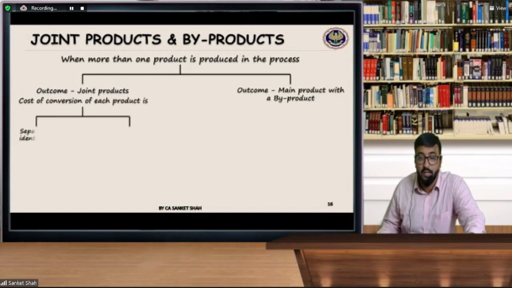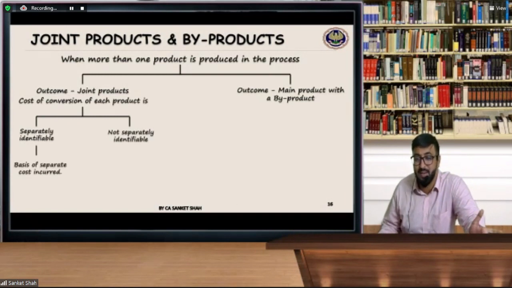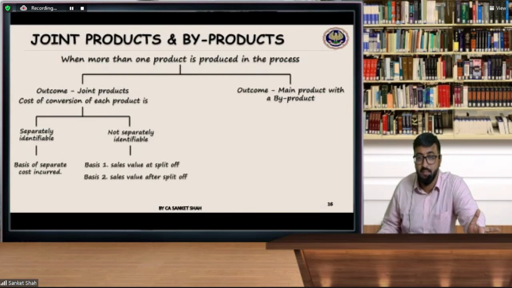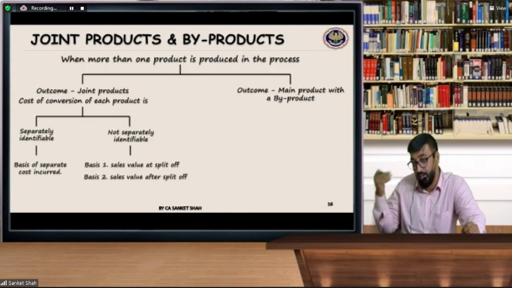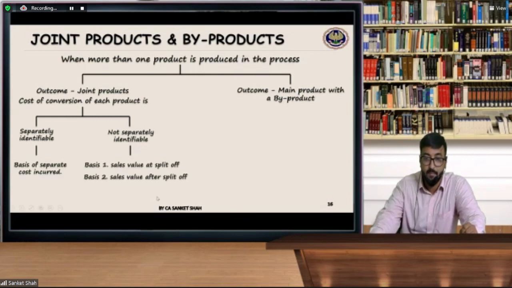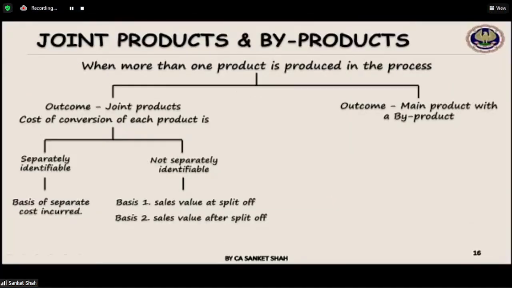So in joint products, the cost of conversion of each product is there, and the outcome is the main product with a byproduct. So here joint products are either separately identifiable or not separately identifiable. If separately identifiable, then the separate method is there, but when the products cannot be identified, we use market value at split off point. That is basis number 1. And if that is not allowed, if basis 1 is not there, then you can follow sales value after split off, that reversal method, that is the net realizable value method. You can take a screenshot of this. So, not separately identifiable, joint product.